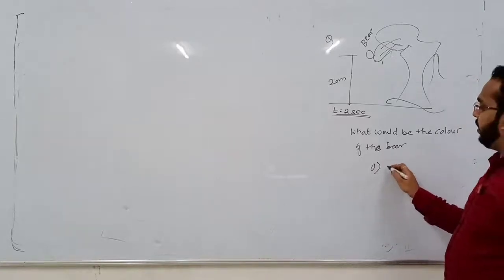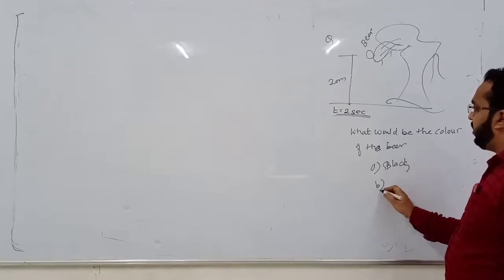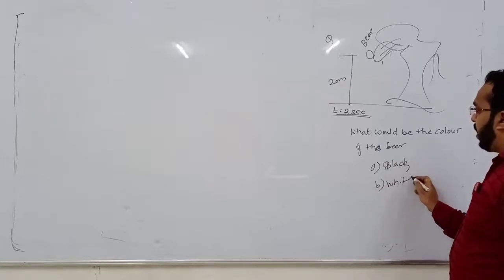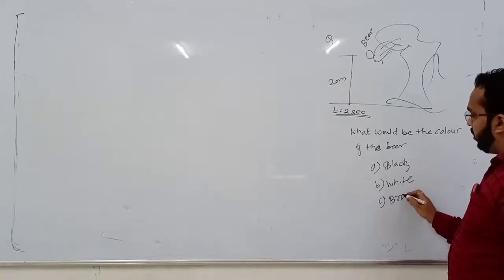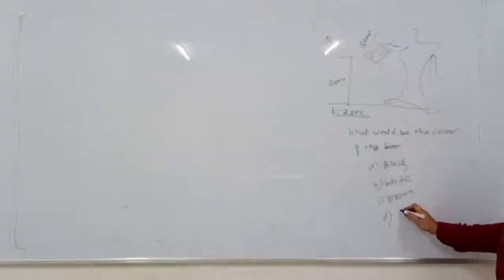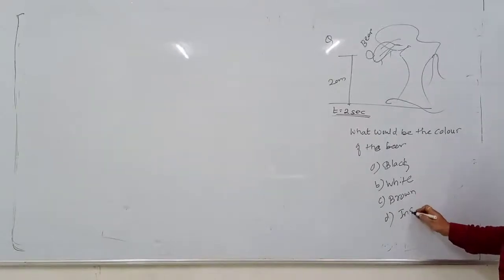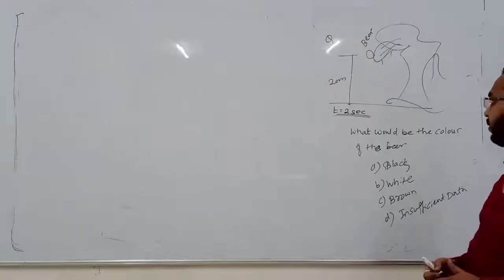Option A, black. Option B, white. Option C, brown. Option D, insufficient data. म्हणजे अजून काहीतरी क्वेश्चन मध्ये द्यायला पाहिजे होतं.